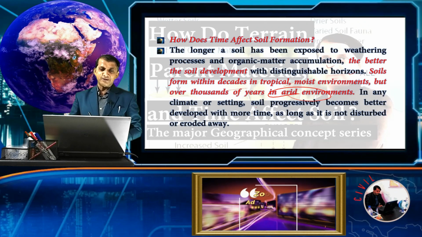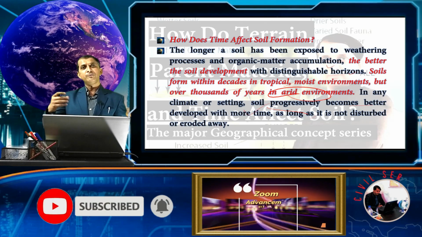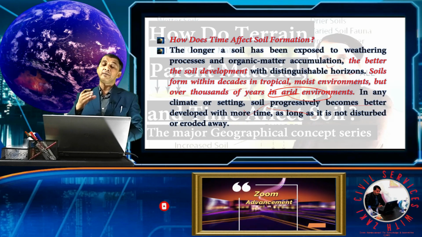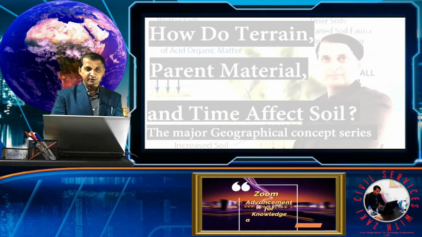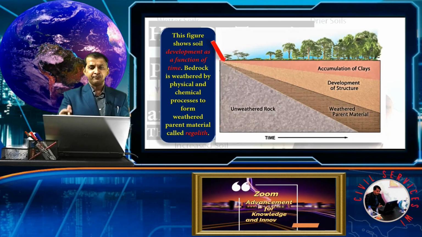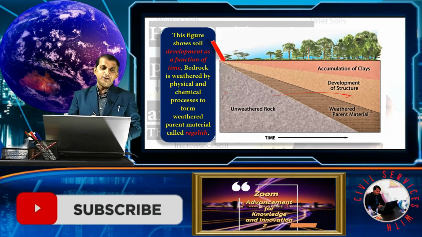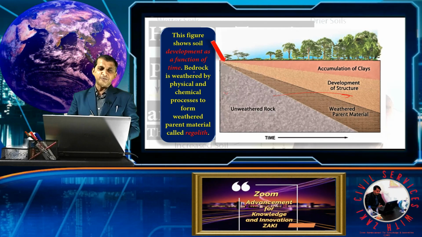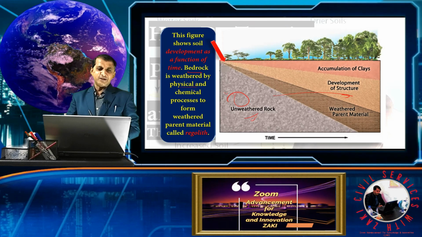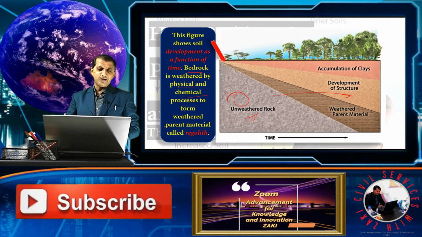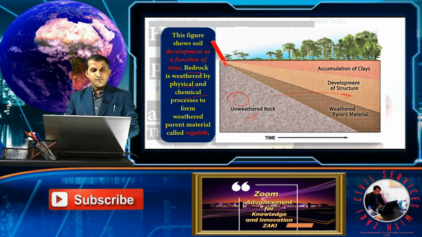In any climate setting, soil progressively develops better with more time. If you give more time, the soil develops better texture and better layers. See here, it is time: less time, more time. This figure shows the development as a function of time. Bedrock is weathered by physical and chemical processes, as you know, and the weathered parent material is called regolith. So here you see it forms regolith.